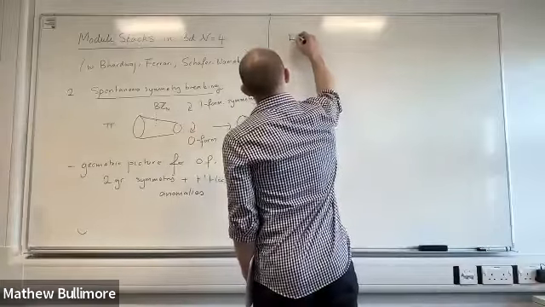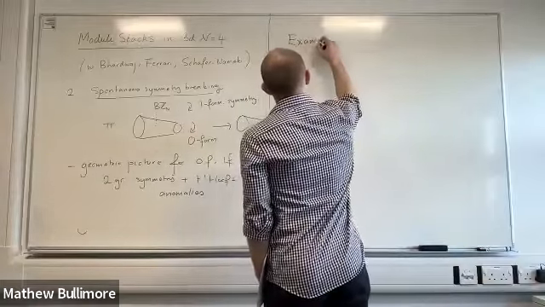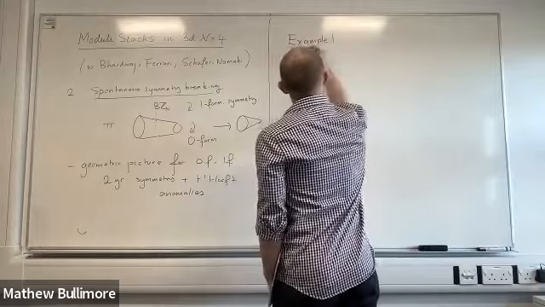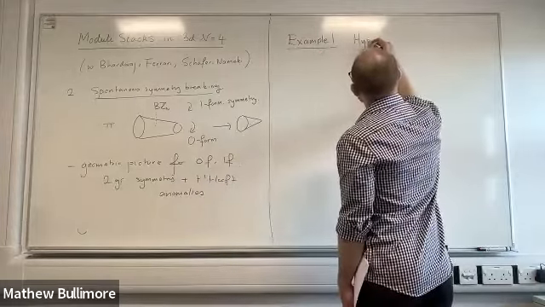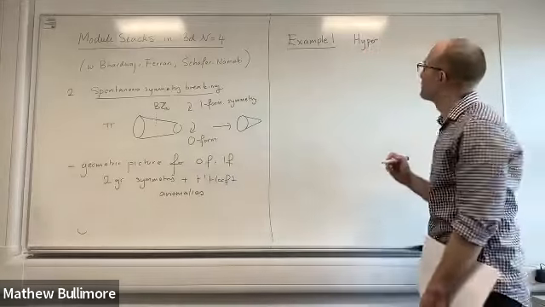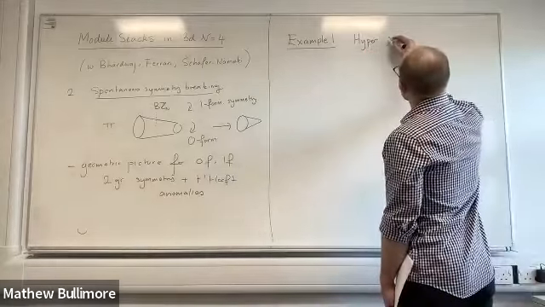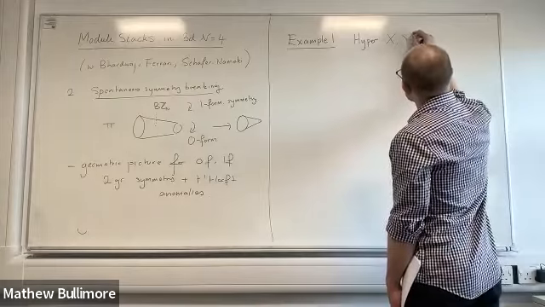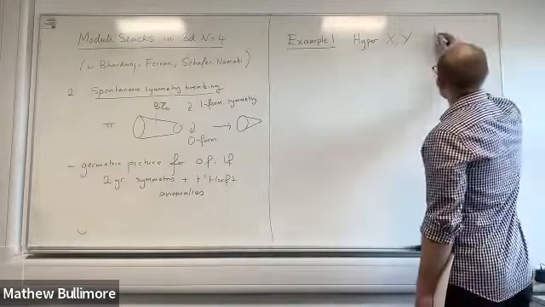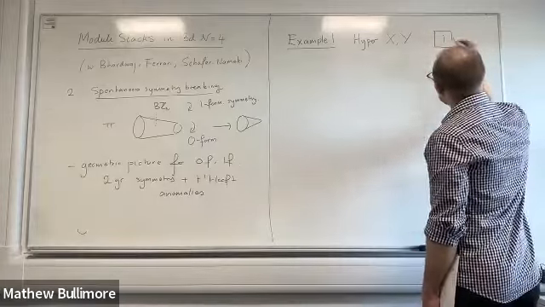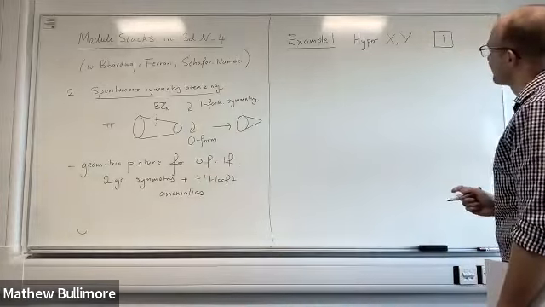Okay, so let me start with an example. My first example is completely trivial. It's a hypermultiplet, something we know very well. It has two scalar fields, x and y. If you want to think of it as a quiver, it's just a box with one in the middle.